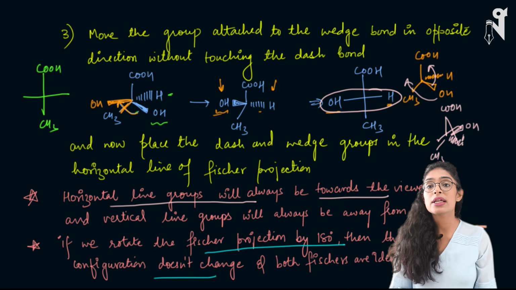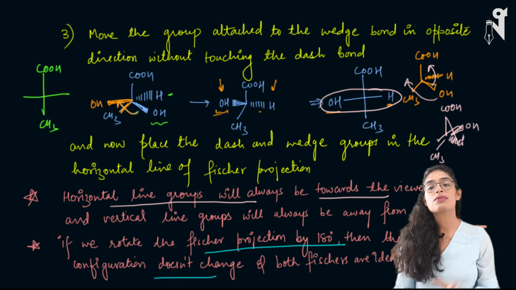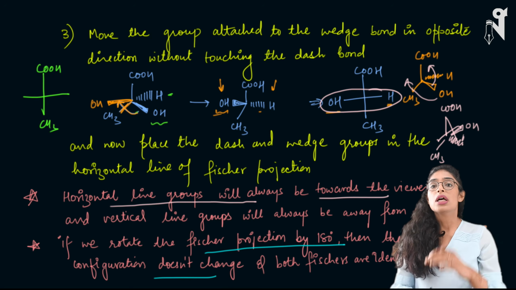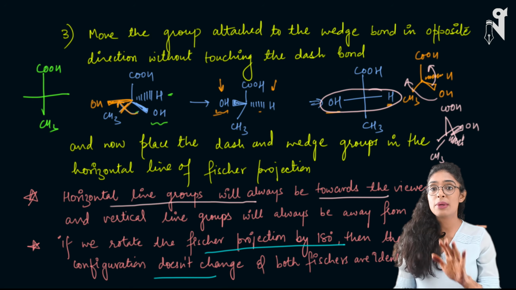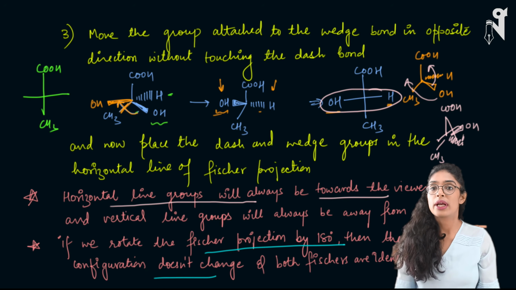Rotation by 90 degrees is not allowed. Where, how and why we are going to use it, we will see later on, but keep this information in your mind: when you rotate a Fischer projection by 180 degrees, it doesn't make any change in the projection, but a 90 degree rotation is not allowed.